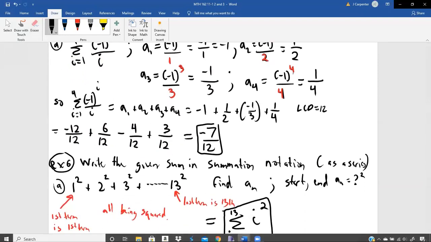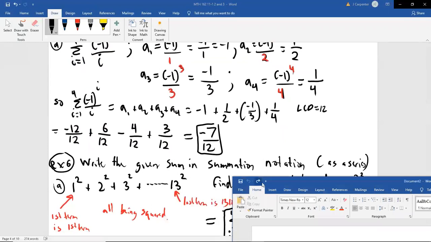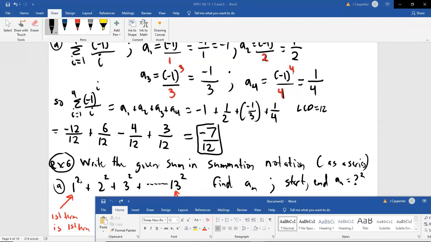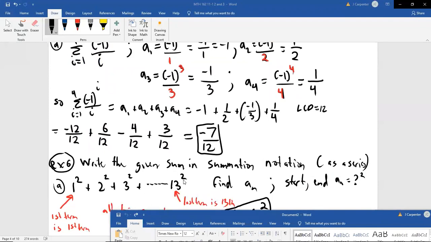The first term has a 1 being squared. The last term has a 13 being squared. So to me, that says it's probably a good idea to start with the first term being number 1 and the 13th term being number 13. So we're going to go from the first to the 13th term. I will start with i equals 1, and then the top would be the 13.